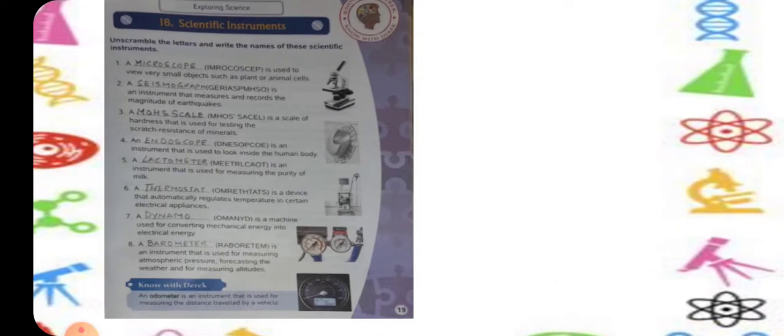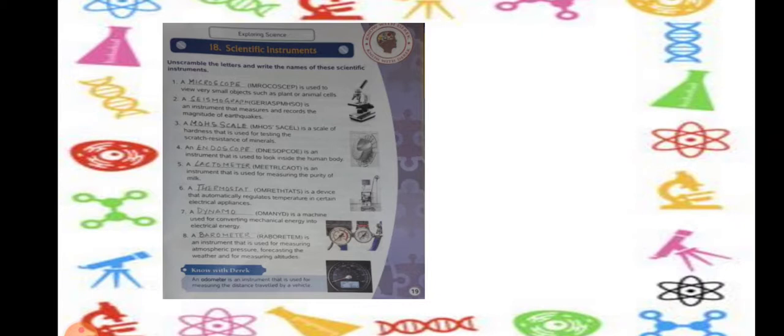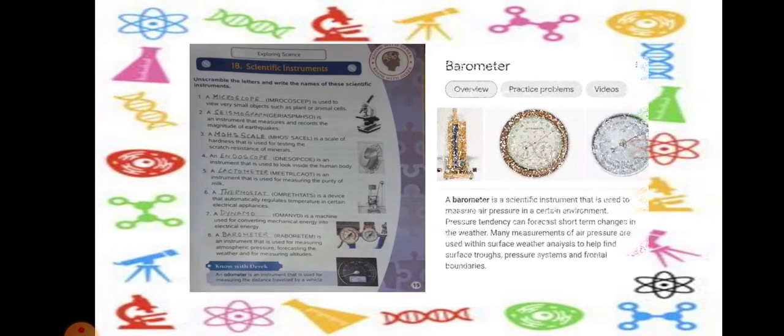Now the last one is a barometer. A dash is an instrument that is used for measuring the atmospheric pressure, forecasting the weather and measuring altitudes. Okay, so this is about a barometer. Here you can see different kinds of barometer.